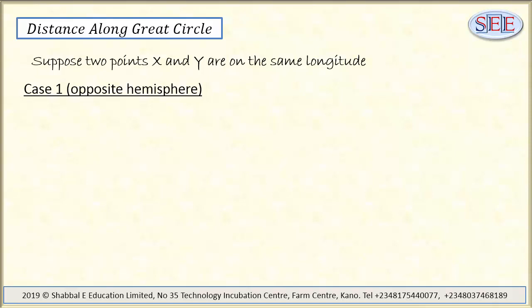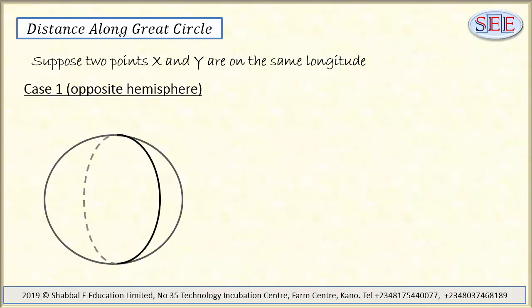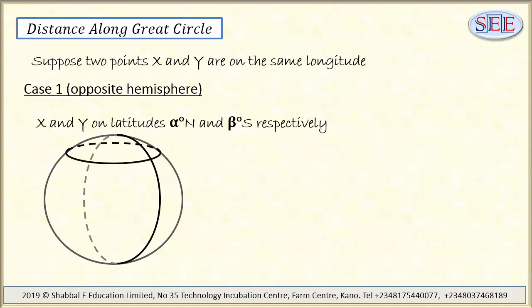What we do first is to sketch our earth and try to mark these two positions. So this is the circle that represents the earth. Starting with the common longitude of x and y, look at it. So x and y are on latitude alpha degree north and beta degree south respectively, for example, meaning they are in the opposite hemispheres. Now let us draw the latitude alpha degree north for x. You can see it in the northern hemisphere.